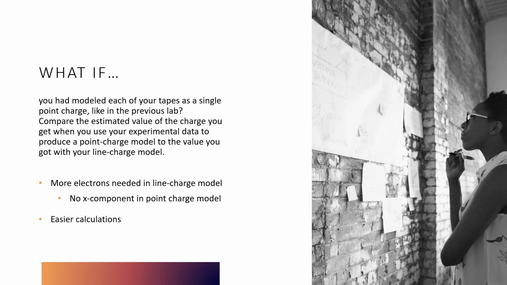If we had treated this like a point charge, like in the previous lab, the calculations would be a lot easier. But there need to be more electrons in the line charge model, as there is no x component in the point charge model, whereas in the line charge model there is an x component, as I pointed out at the end. As the x component increases, the y component decreases for each individual piece of the electric field, yielding a smaller net electric field in the y direction, meaning more electrons are needed.